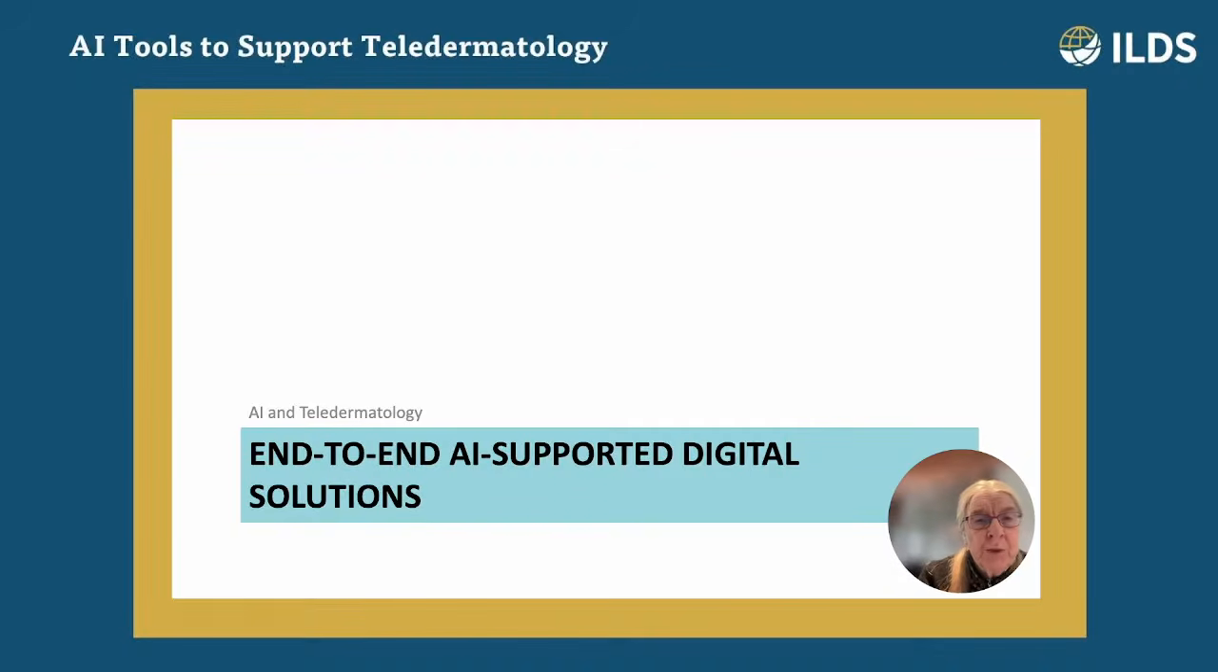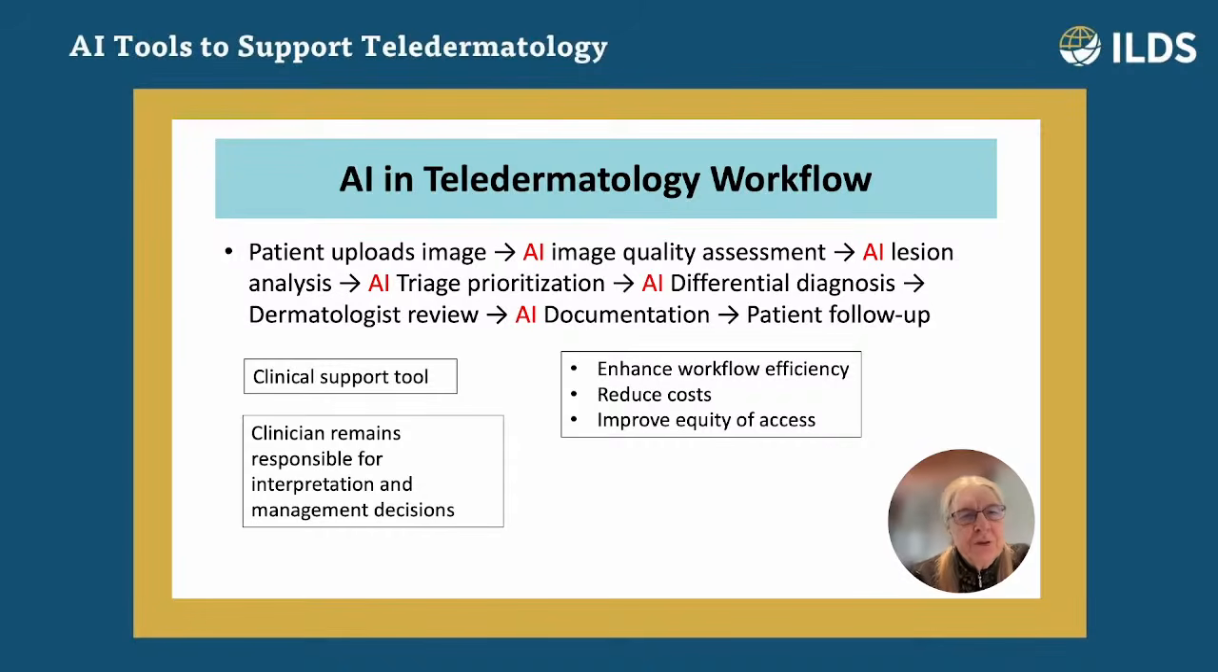But we really need an end-to-end AI-supported digital solution. Why just use it for diagnosis? We need the patient to upload an image that's been assessed by AI to make sure it's in focus, to analyze the lesion, to prioritize the importance of it, to provide the dermatologist with a differential diagnosis. Then the dermatologist looks at all the information, checks the AI's automated documentation and changes it if necessary, and arranges for patient follow-up if necessary. This should enhance workflow efficiency, reduce costs, and improve equity of access.